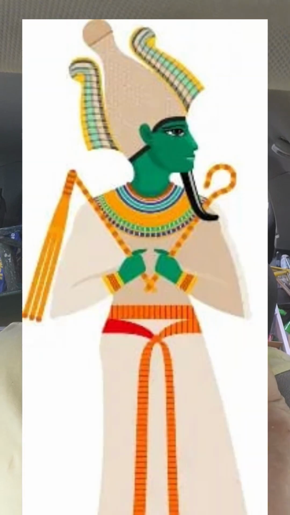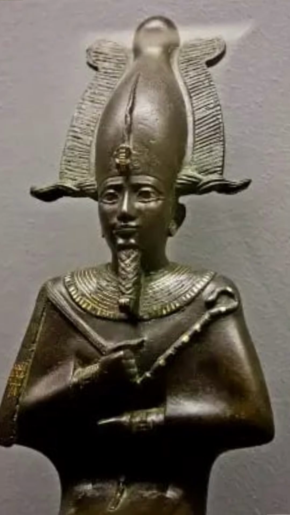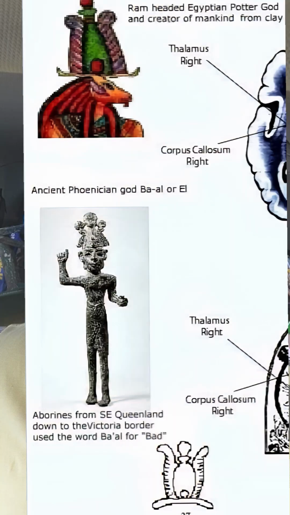For those of you who don't know who Osiris is, here's a picture. Before we get into the 14 body parts, have a look at his headdress. And now have a look at these headdresses as well. And have a look at this now.